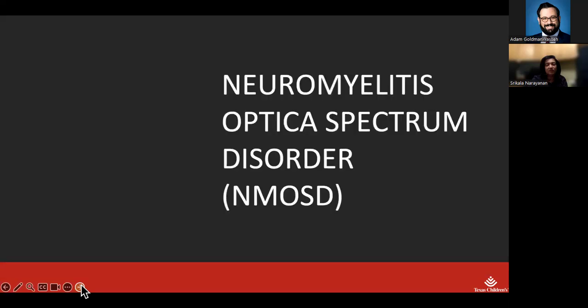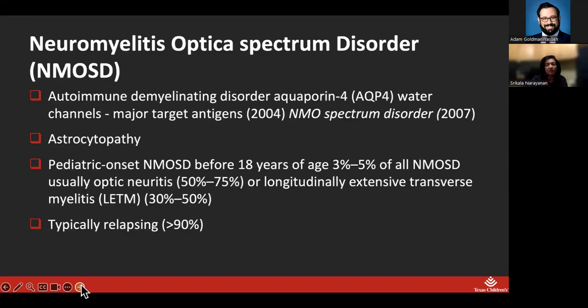So going on to our next subset, neuromyelitis optica spectrum disorder. This is also an autoimmune demyelinating disorder. And the antigen here is the aquaporin-4 water channel.